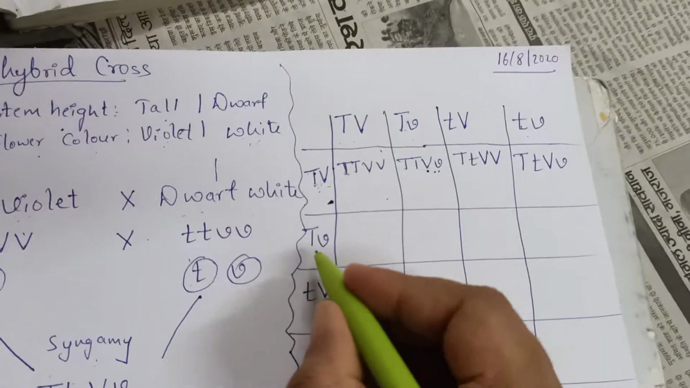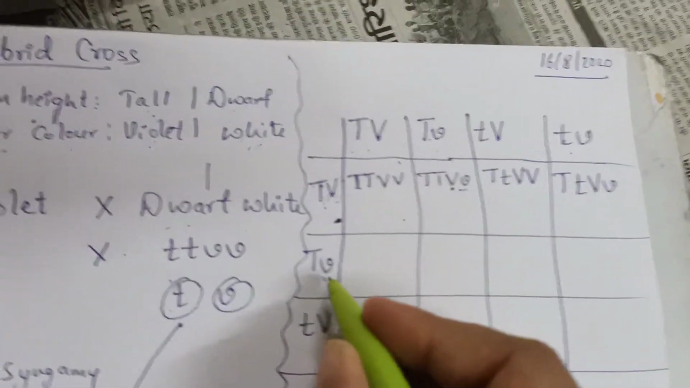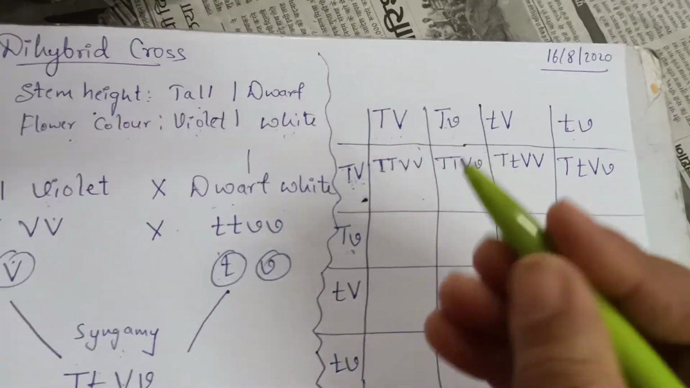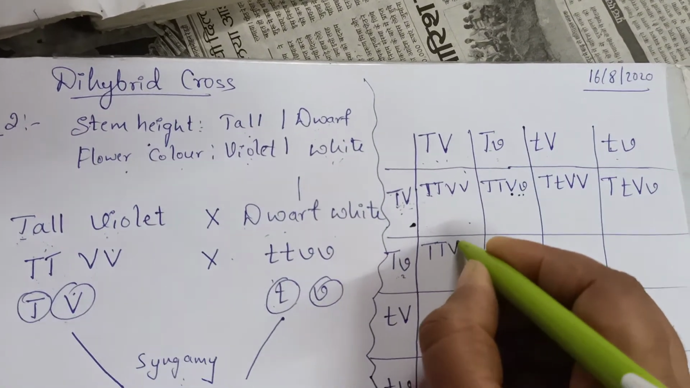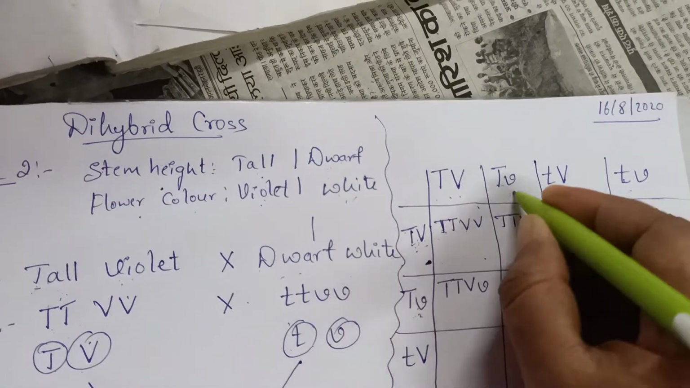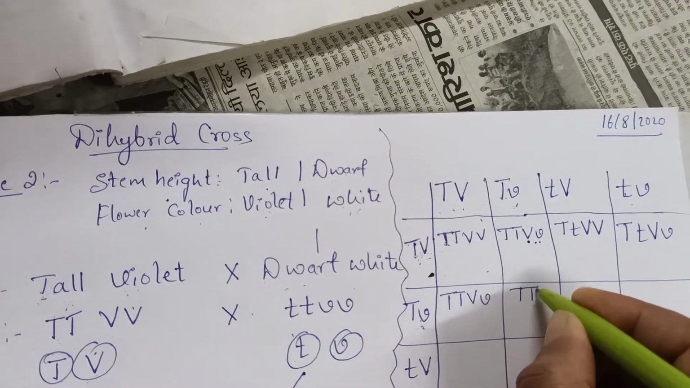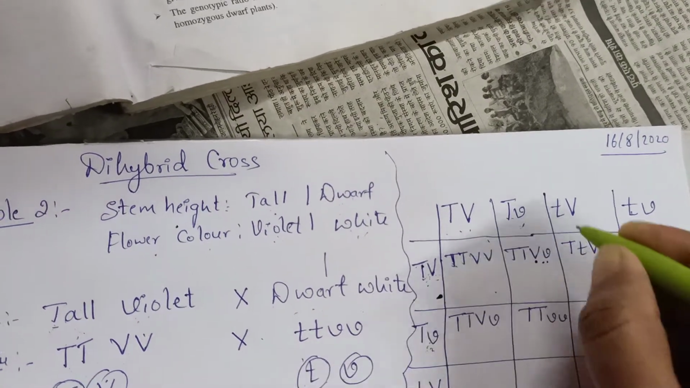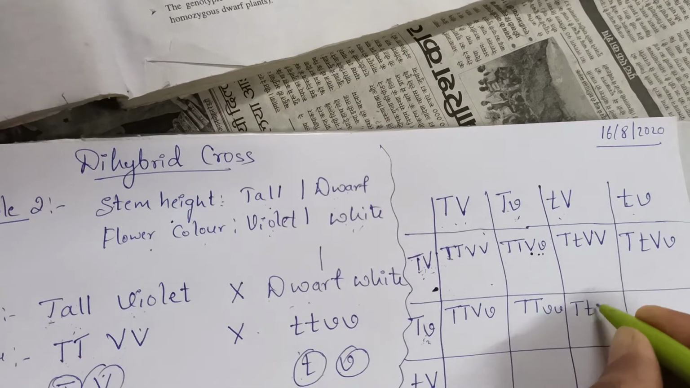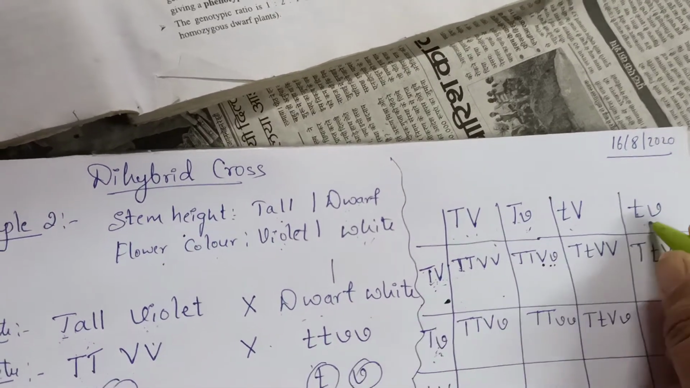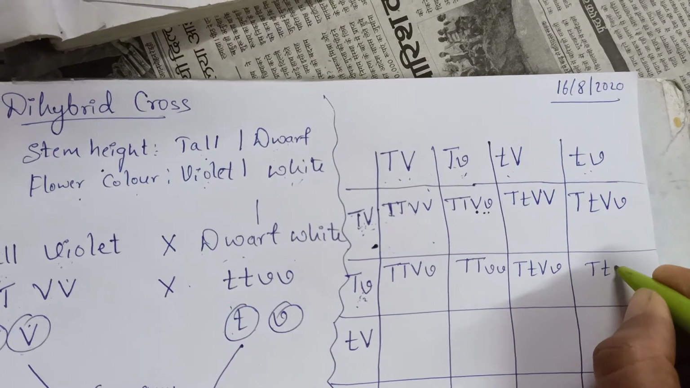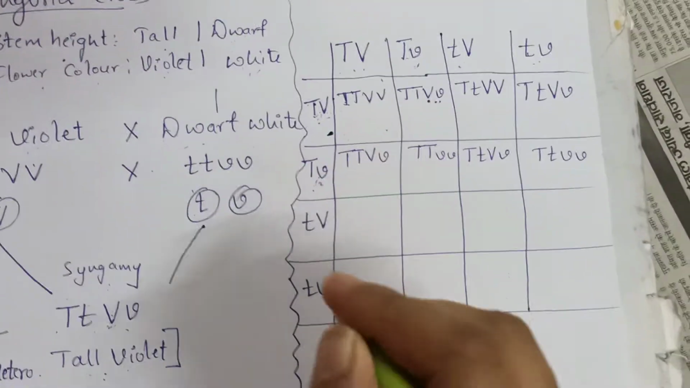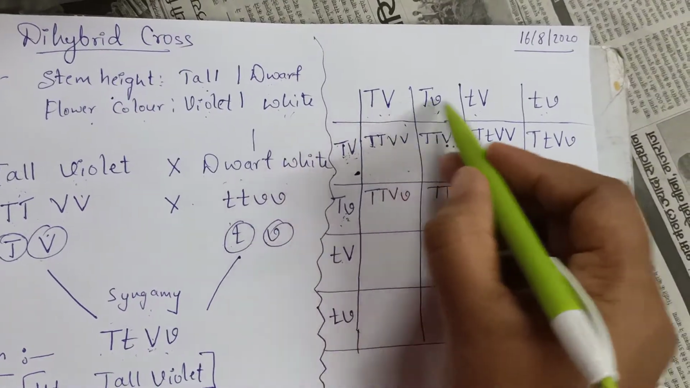Then same thing, we need to multiply this with all four of these. This with this: capital T, capital T, capital V, small v. This with this: T, T, small v. This with this: capital T, small t, capital V, small v. This with this: capital T, small t, small v, small v. This with all four of these sets.